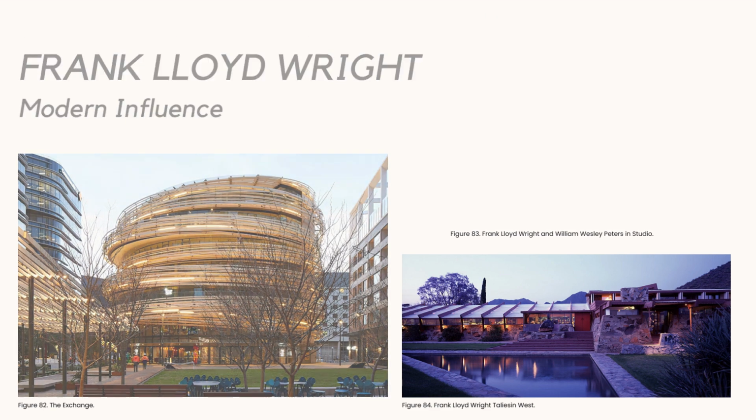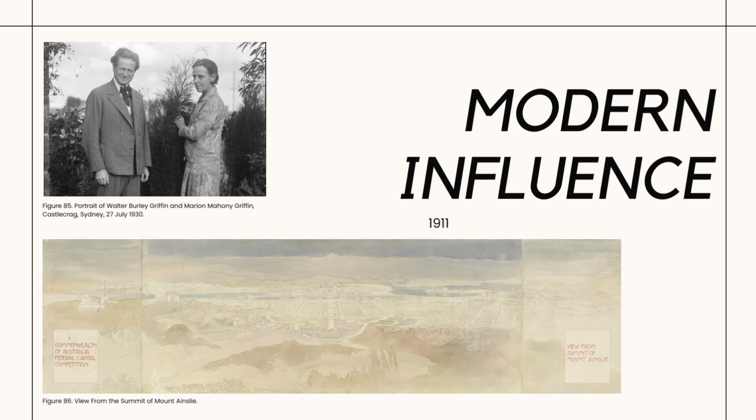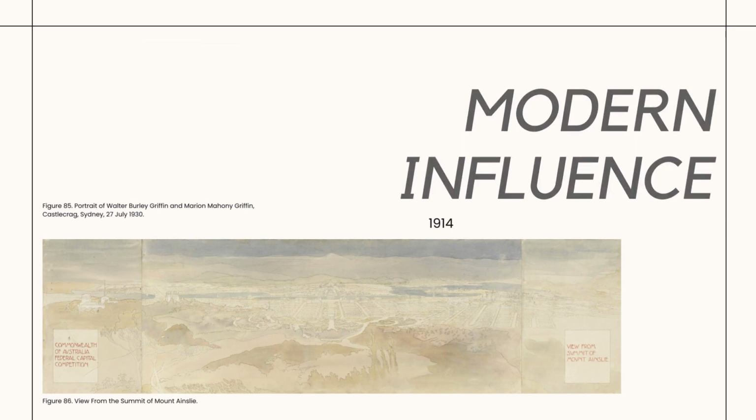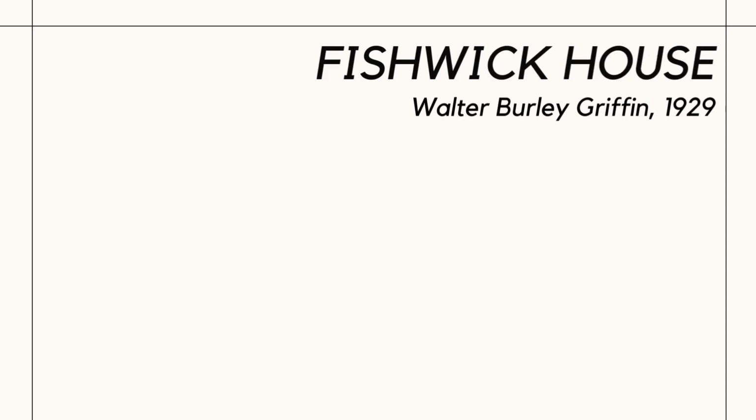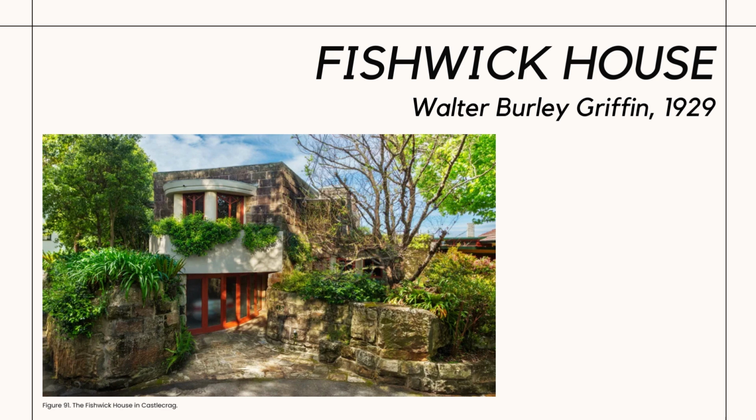In Australia, his influence can be traced back to Federation. From 1901 to 1906, Walter Burley Griffin and wife Marion worked under Wright. In 1911, they won a competition to design Australia's capital city of Canberra. Their winning design conveyed ideas of democratic and organic architecture, and a use of pattern and form from nature, no doubt influenced by their time with Wright. In 1914, the Griffins set up a new architectural practice in Sydney and Melbourne and introduced Australia to the Prairie School of Architecture.